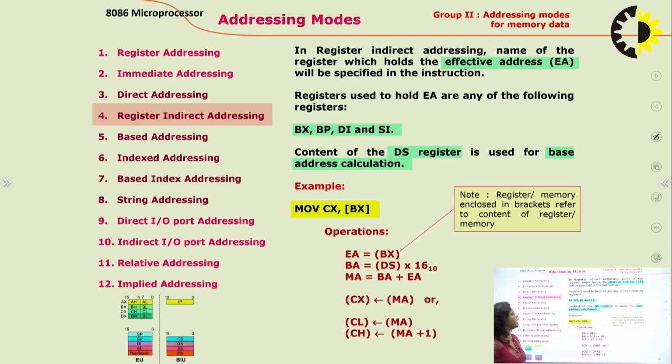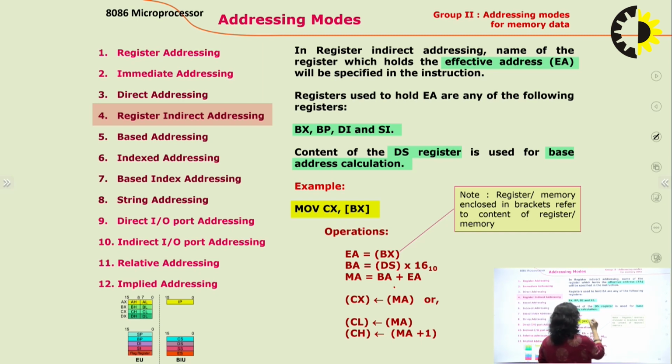Next is register indirect. In register indirect, the effective address is specified in one of the 4 registers, that is BX, BP, SI or DI, and the data segment is used for base or address calculation, that is, data segment is used as the segment register. So, the formula will be: effective address will be in BX, like in this instruction. So, the physical address will be data segment into 10 plus effective address.